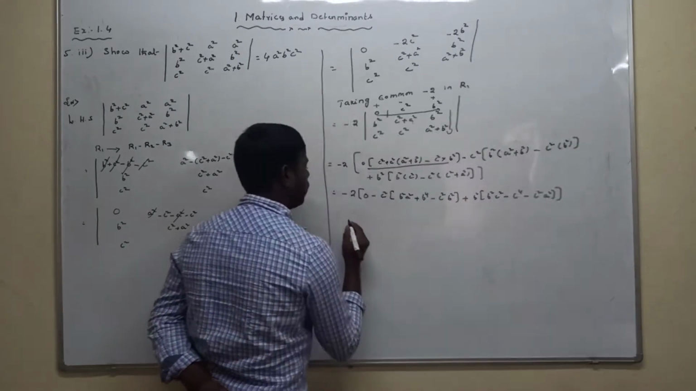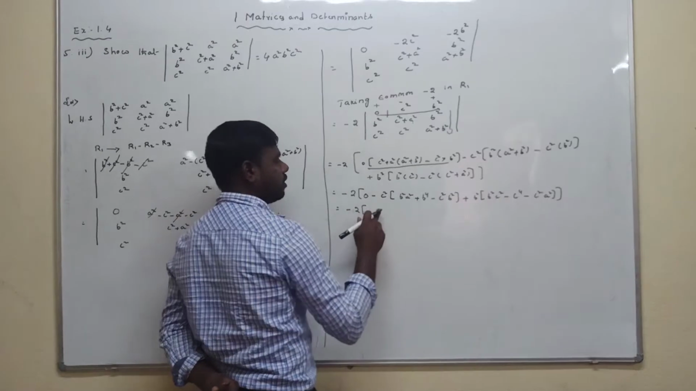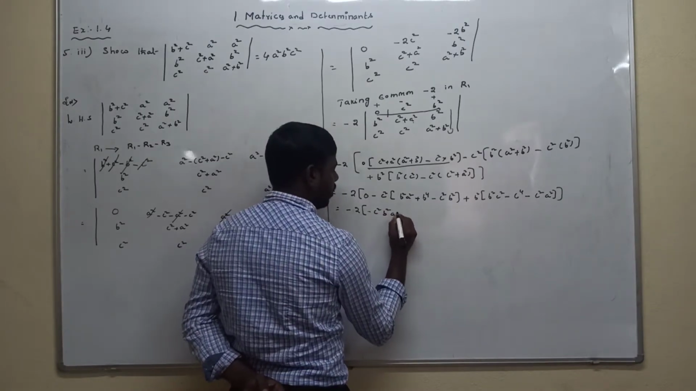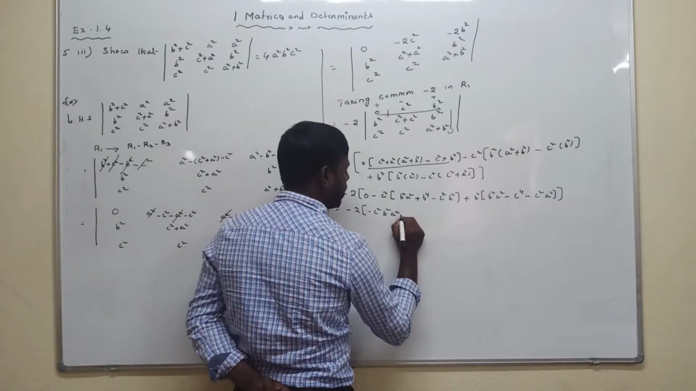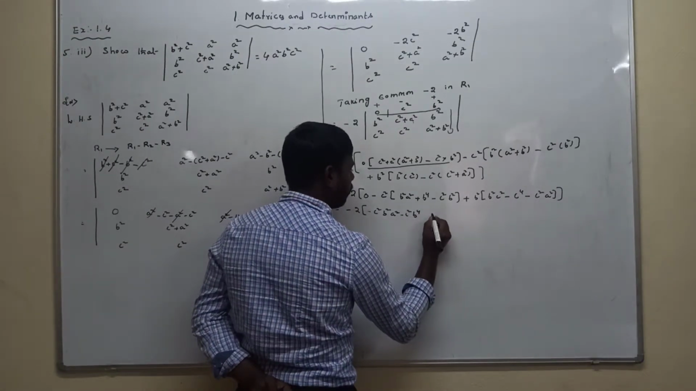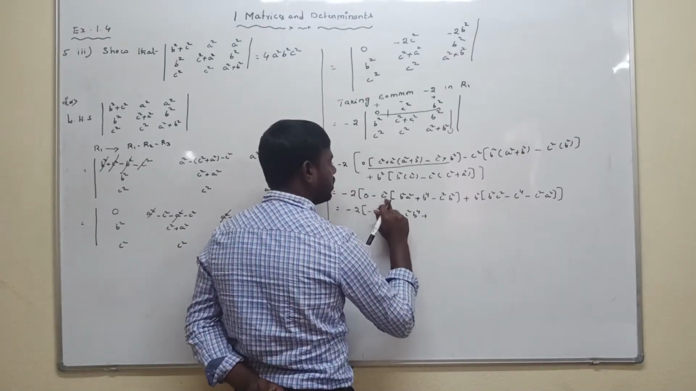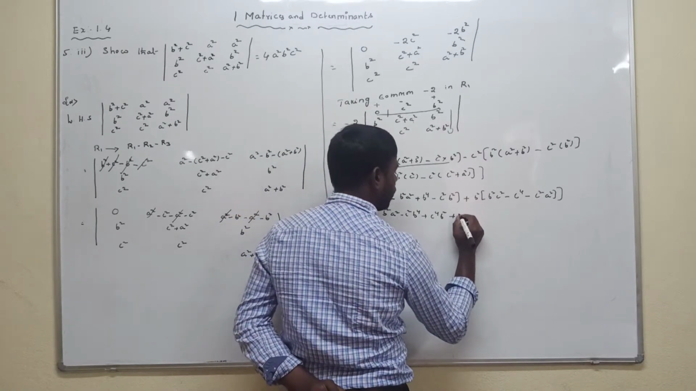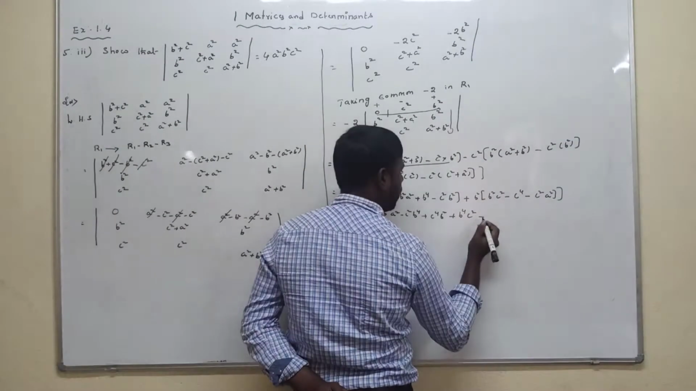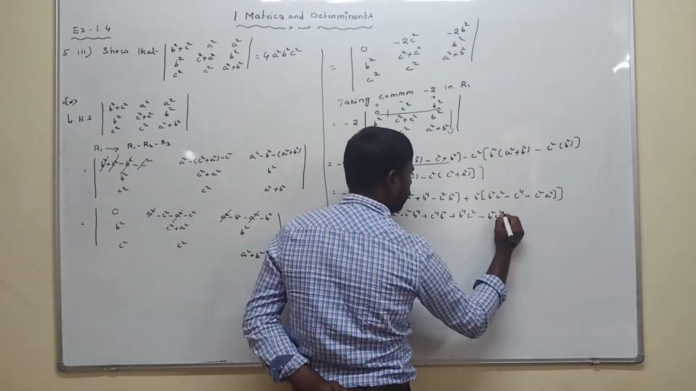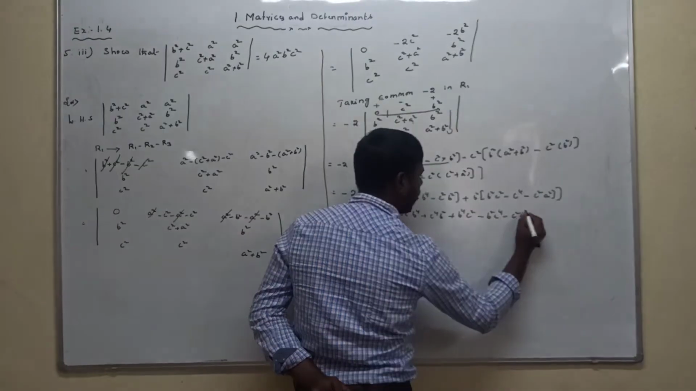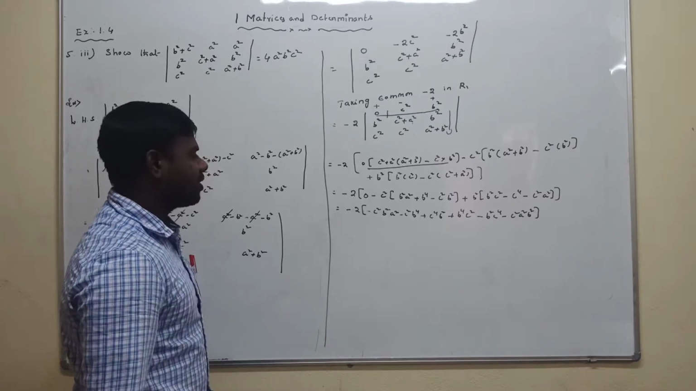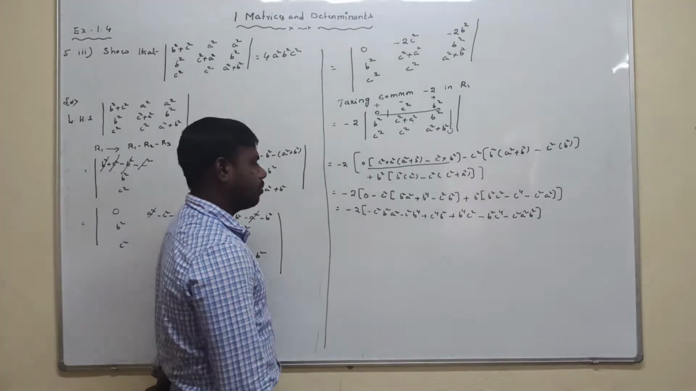Now simplify this one. Minus 2 into minus c square b square a square, minus c square b to the power of 4, plus c to the power of 4 into b square, plus b to the power of 4 into c square, minus b square into c to the power of 4, minus c square a square b square. After the product with each element, we get this value. After that, we should cancel. Now observe these, students.